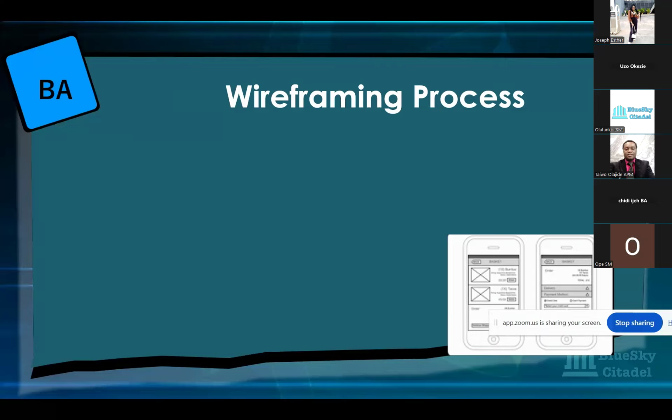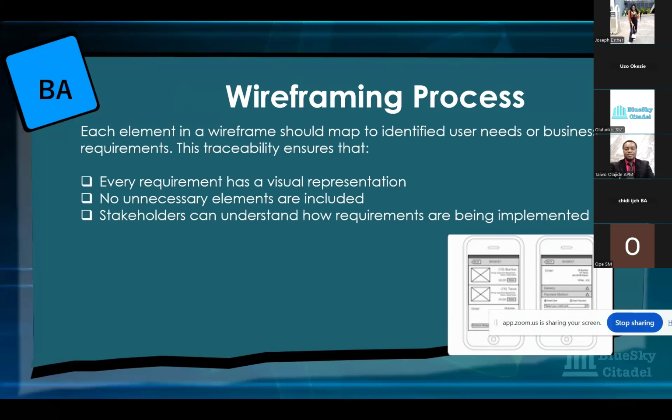All right. So going to the wireframing process itself, the wireframe is made up of different elements because your application is made up of different elements. Each element should be mapped to identify what the user needs and what your business requirements are. That's the traceability I was just talking about. Each requirement has to have the visual representation of it. Don't add anything that's not necessary. Please don't do that. Don't add anything that is not part of the requirement.